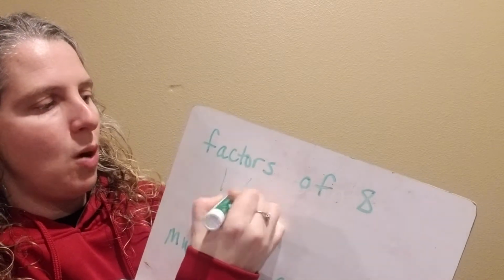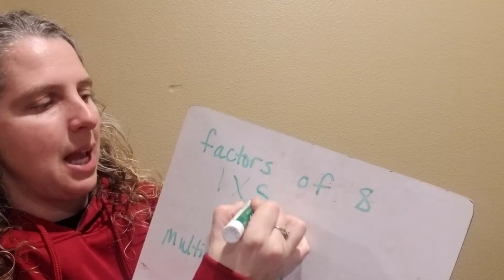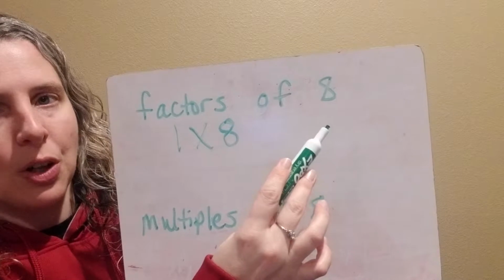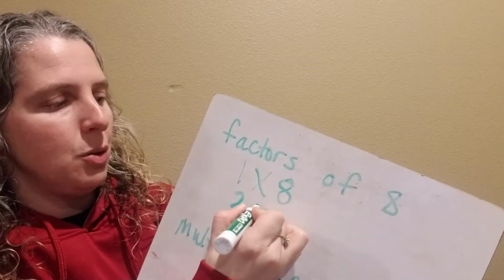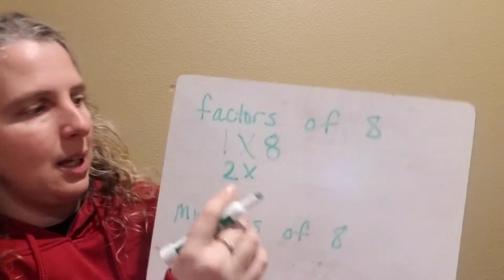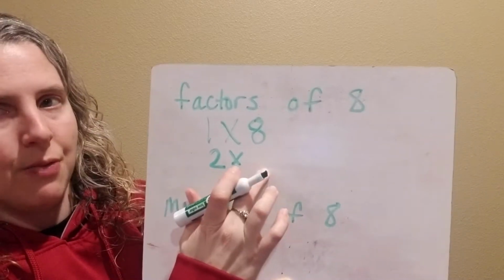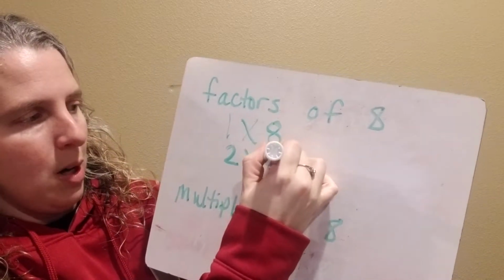1. So 1 times itself, 1 times 8 equals 8. Is 8 even or odd? It's even, so we know 2 can go in. 2 times what is 8? What's the missing factor? 4.